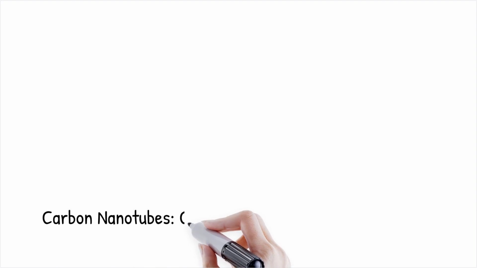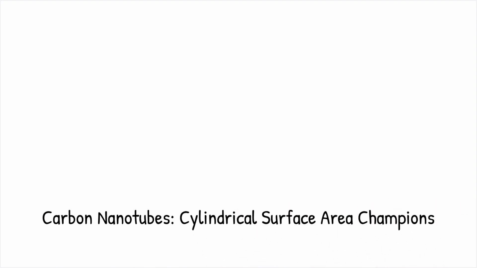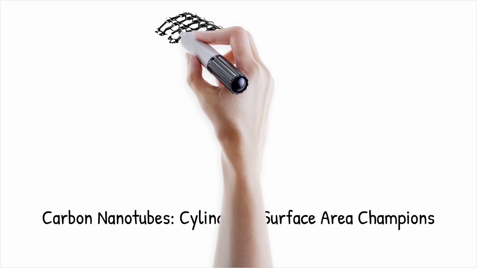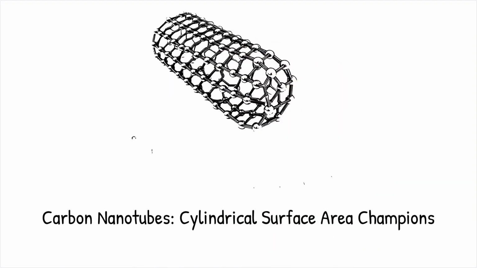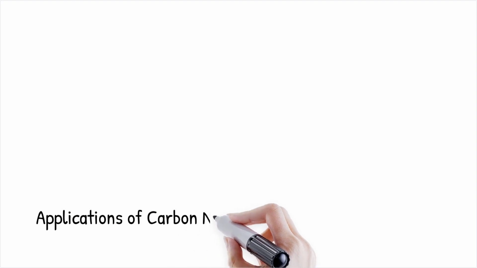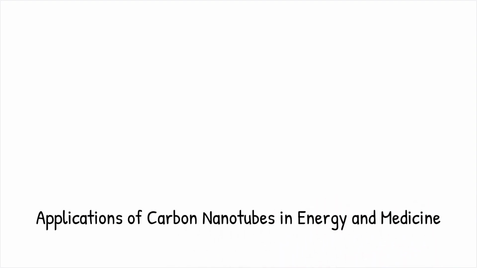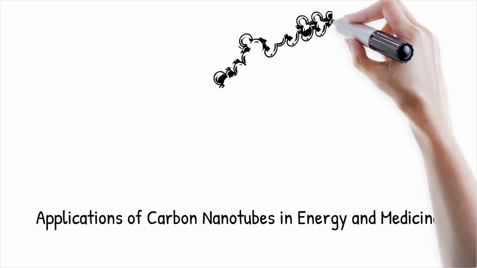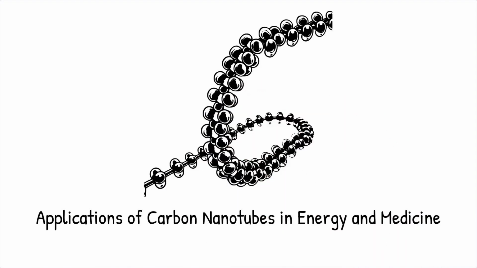Carbon nanotubes, CNTs, are cylindrical structures composed of rolled graphene sheets. They have extraordinary surface areas, up to 1,000 meters squared per gram, and remarkable mechanical, thermal, and electrical properties. CNTs can be single-walled or multi-walled, MWCNT, with applications ranging from energy storage to drug delivery.